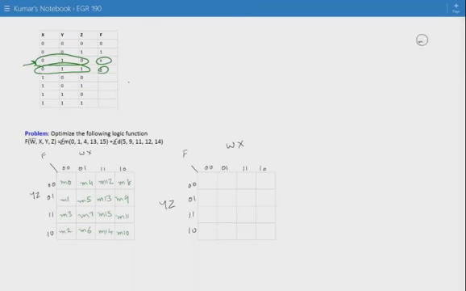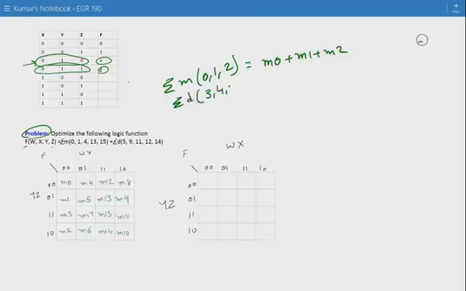So here we have a problem. We're given a function for inputs w, x, y, z with an output of f. We're given summation of minterms. When we see summation of minterms 0, 1, 2, it simply means m0 plus m1 plus m2. If you see summation of don't cares 3, 4, 7, it simply implies don't care 3 plus don't care 4 plus don't care 7.